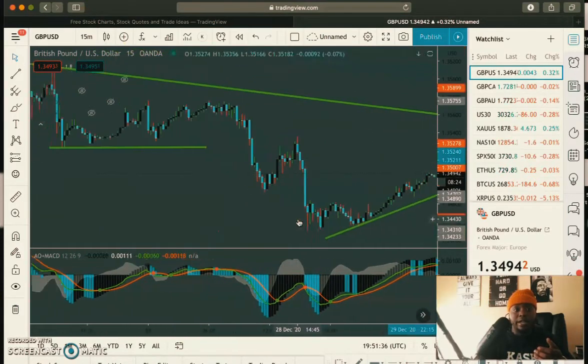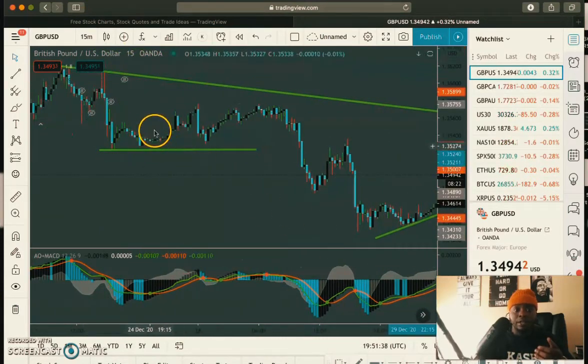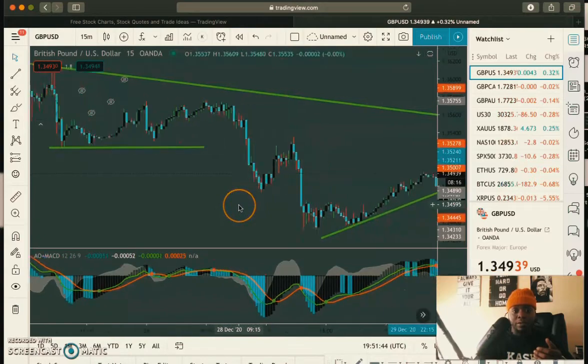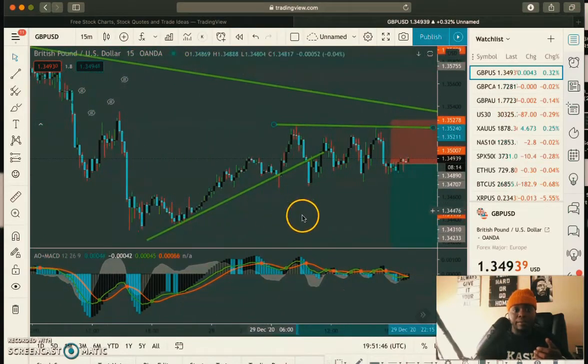All right, so like right here, another fake out. Boom, boom, boom, went up, and then what did it do? Dropped below my level. Same thing here.